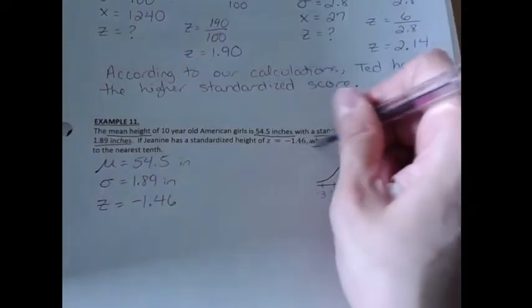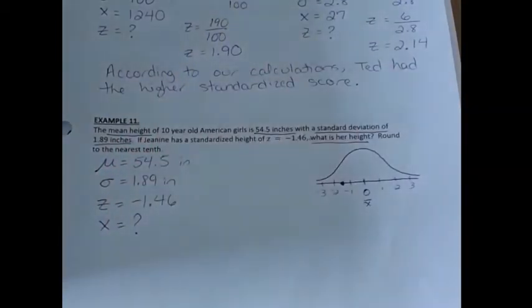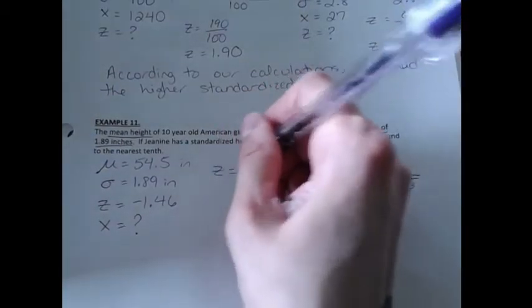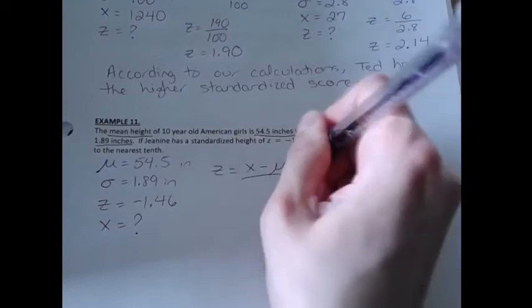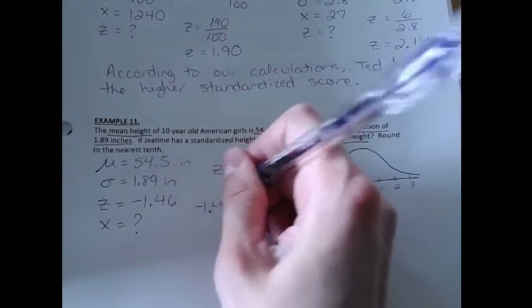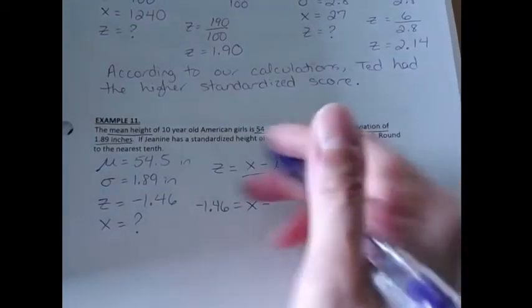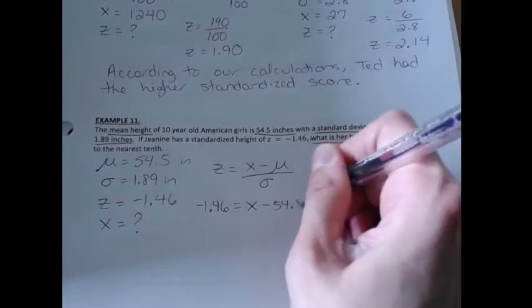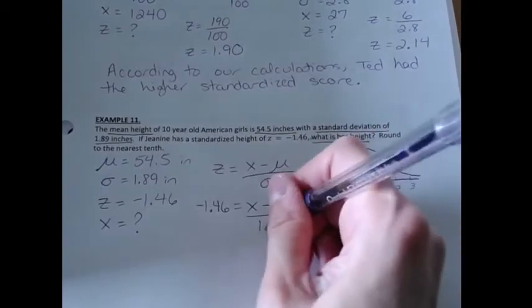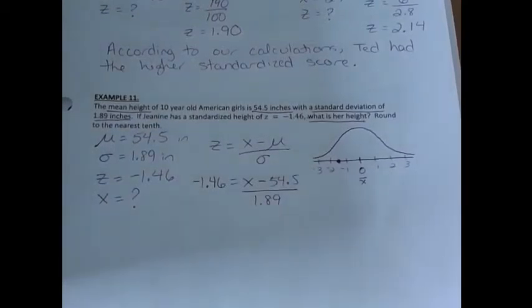Which means when it says what is her height, that means we don't know x. So we're going to use the same formula, and I'm going to rewrite the formula just so that you have it, except this time we don't know our raw data value. So let's plug in our information. Z is negative 1.46. Our x, we don't know it, it's unknown. We know our mean is 54.5, and we know our standard deviation is 1.89. So at this point, all we have to do is solve.